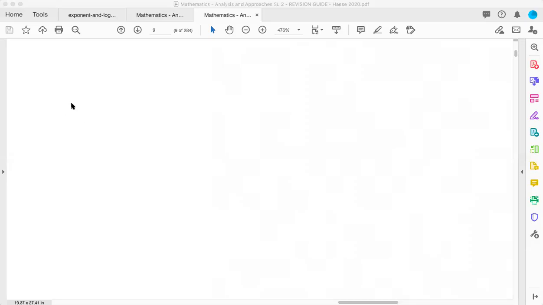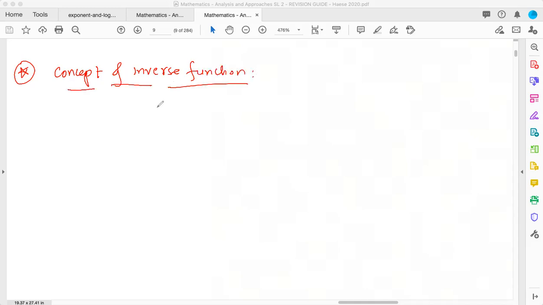So firstly, why do we say that exponents and logs are related? The first thing I want to quickly go through is that you must know the concept of inverse functions. So when you talk about the concept of inverse functions, let's say you have y equals a to the power x.